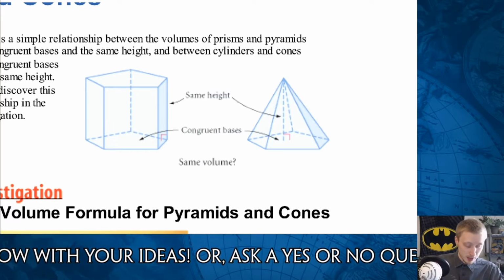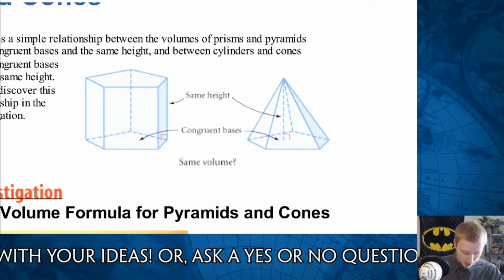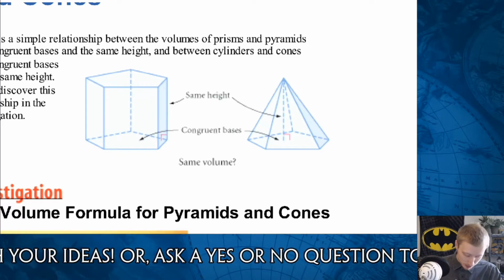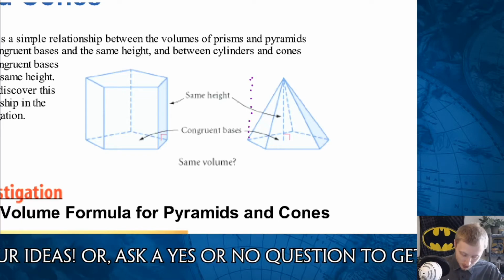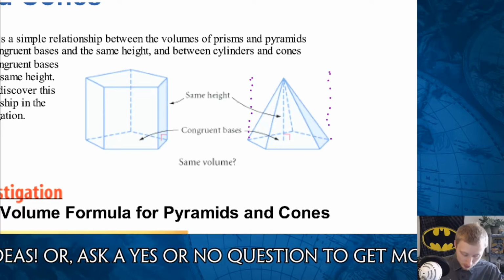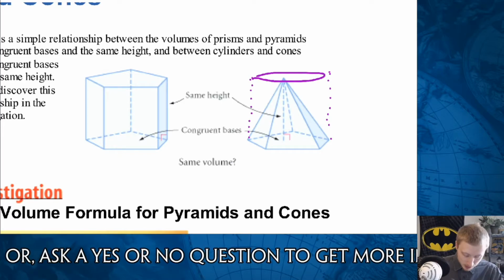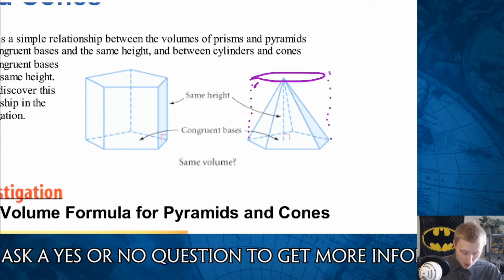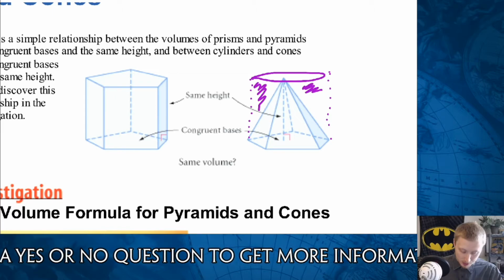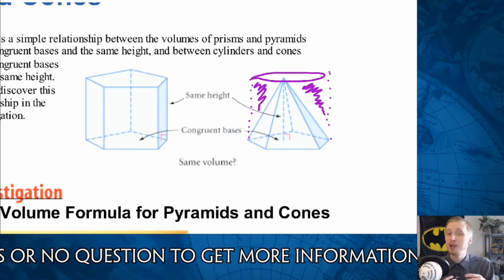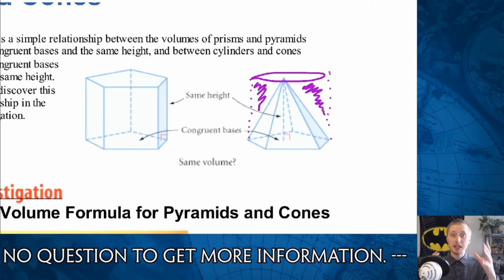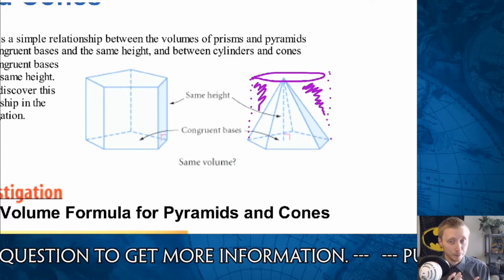Clearly, they are not. Let me draw on top of the pyramid here. If it was a prism, all of these edges would extend up, right? Up to here. And we would have all of this extra space to fill in. But now we don't. So it definitely needs to be smaller.